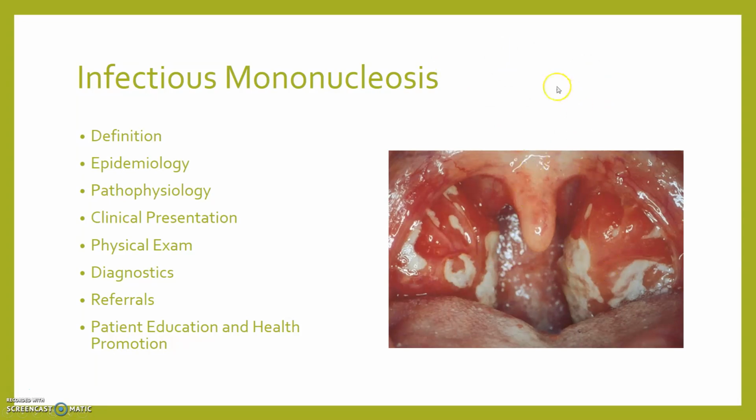I do want to address the photograph on the left of the screen. I want you to look at the white exudate on tonsils. Those tonsils are about a +3. There's a lot of injection of the uvula and of the anterior and posterior oropharynx. This is a child with infectious mononucleosis.